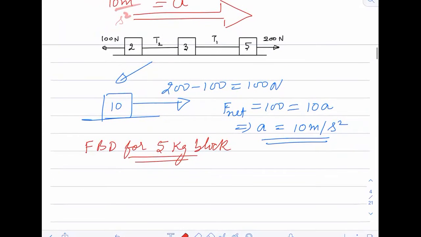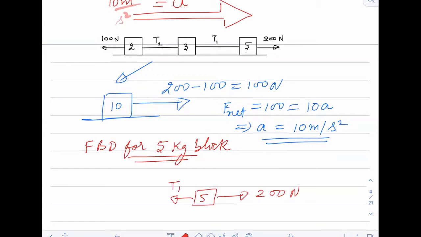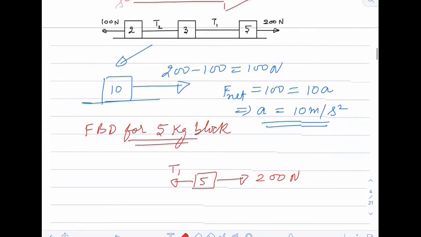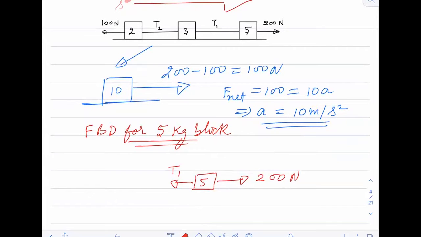Now, what will you get? You have a 200 Newton force here in this direction. You have a tension, T1, here. So if you write this equation, what will you be writing? 200 minus T1 is equal to MA. Now, tell me what value of M you will substitute here. Will you substitute 5 or 10?